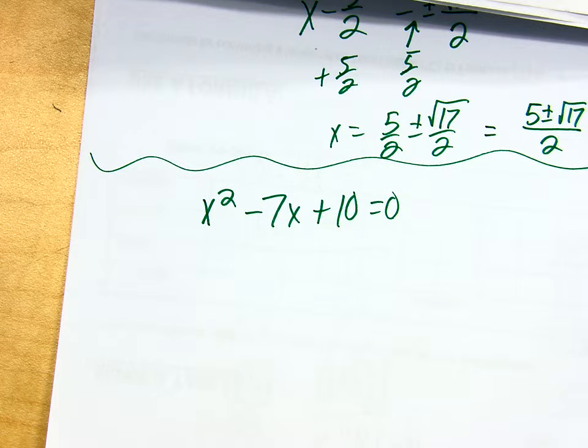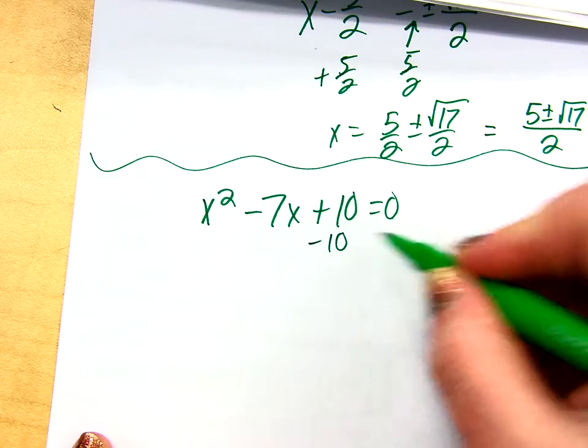Okay, so let's try this one. Sabia, is it 49 over 4? It will be, but I'm not there yet. Minus 10. So, step 1, yes, let's move C to the other side just like we always do.